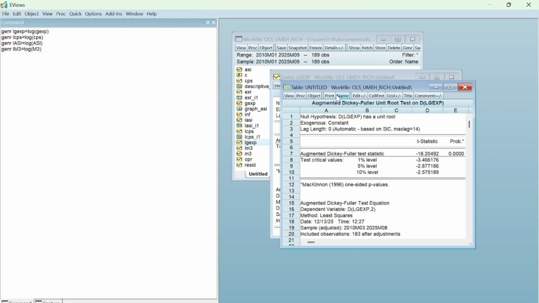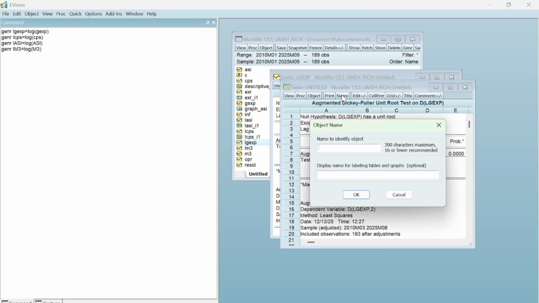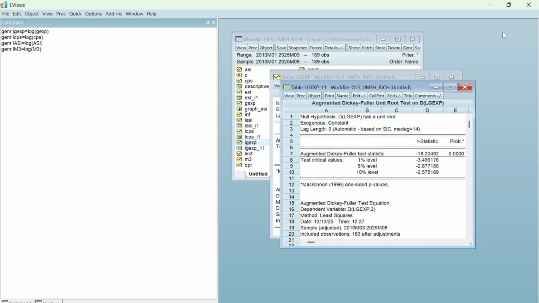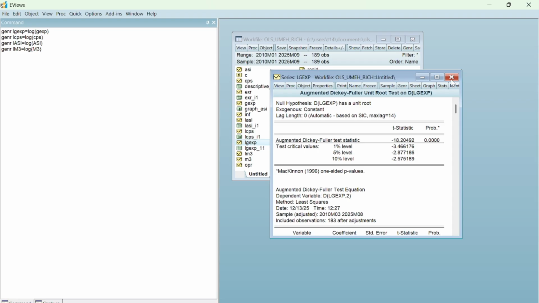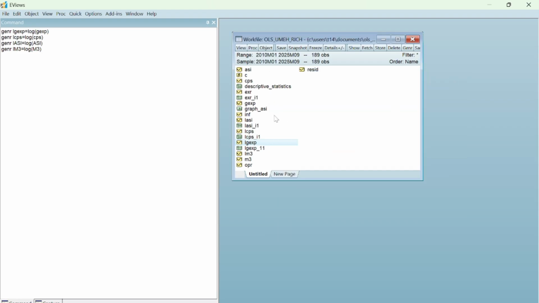Then you freeze, and then you name it. You say log of expenditure at I1. So that's it. So it's remaining about how many we've done. 1, 2, 3, 4. So it's remaining 3.